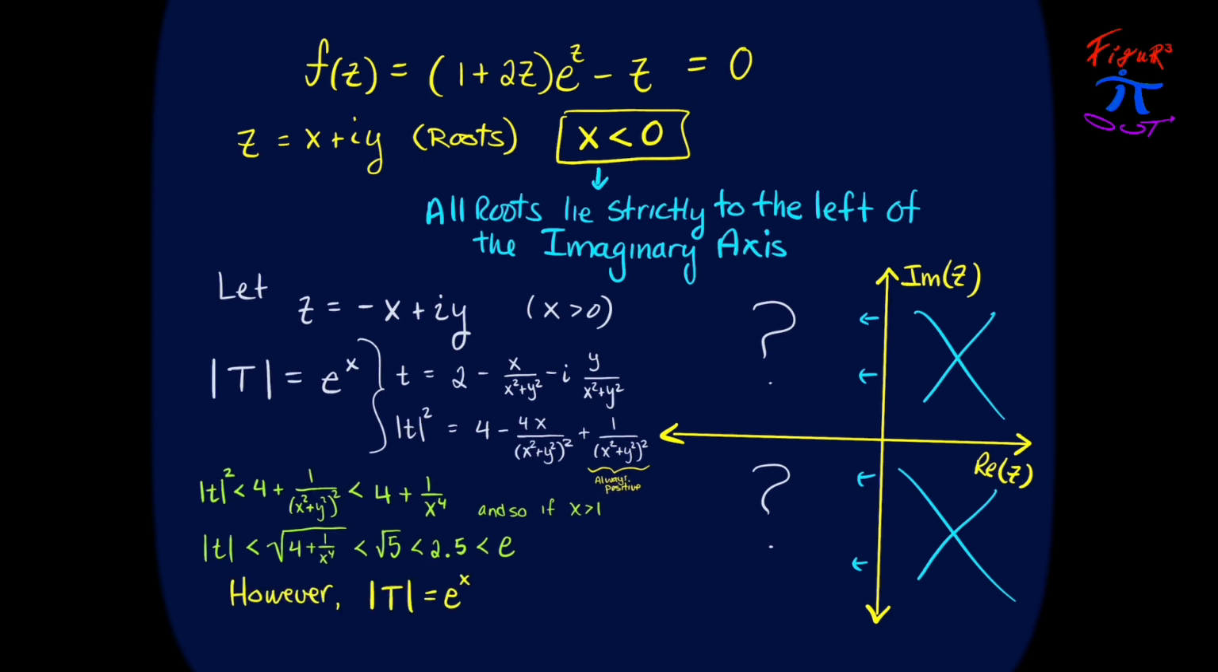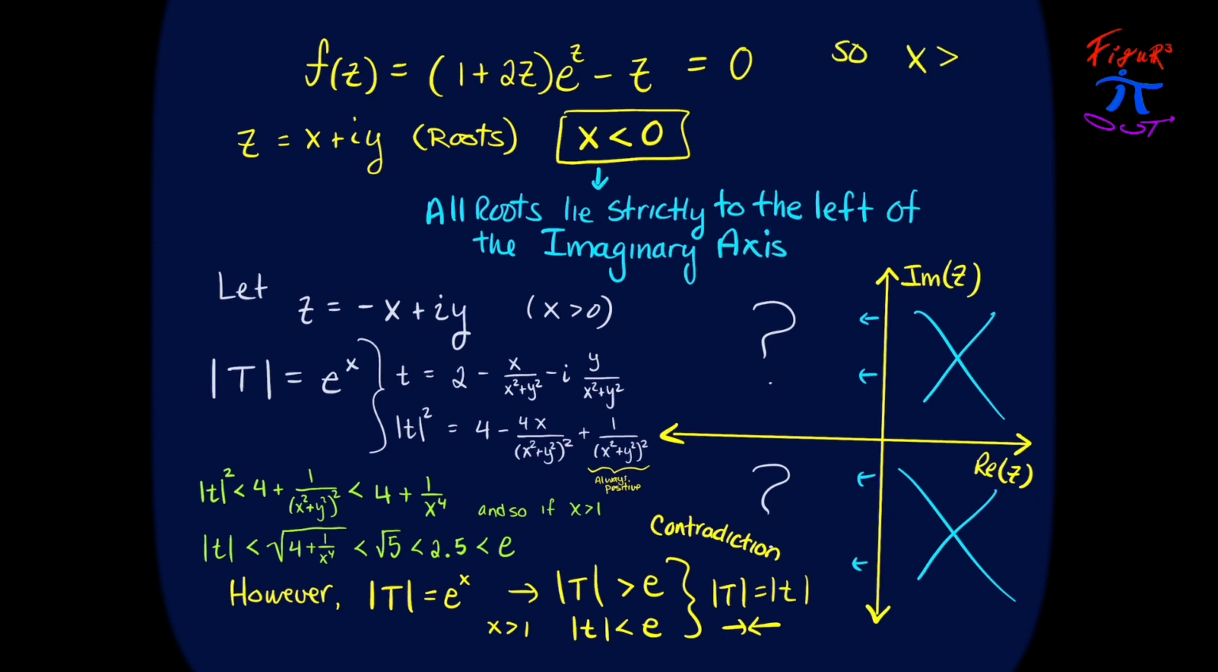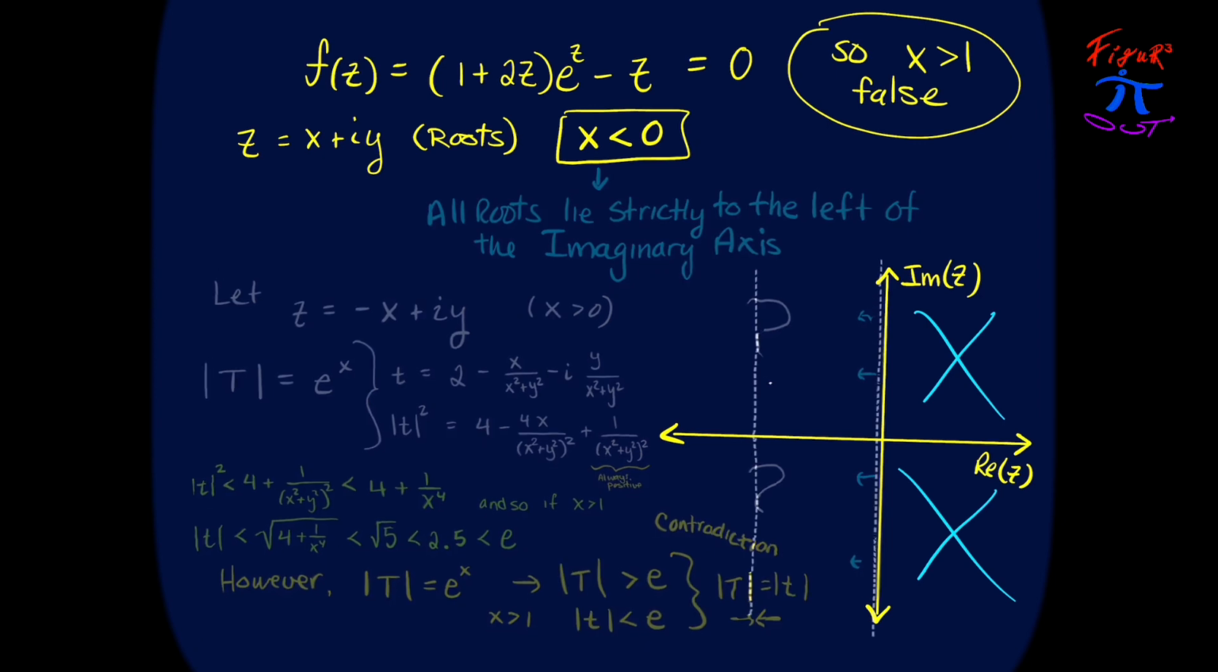However, we now have the absolute value of capital T equal to e to the x, and if we let x be greater than 1, the absolute value of capital T is greater than e, and the absolute value of lowercase t is less than e. Another contradiction, which tells us that our assumption that x is greater than 1 in that negative x plus iy case is false.